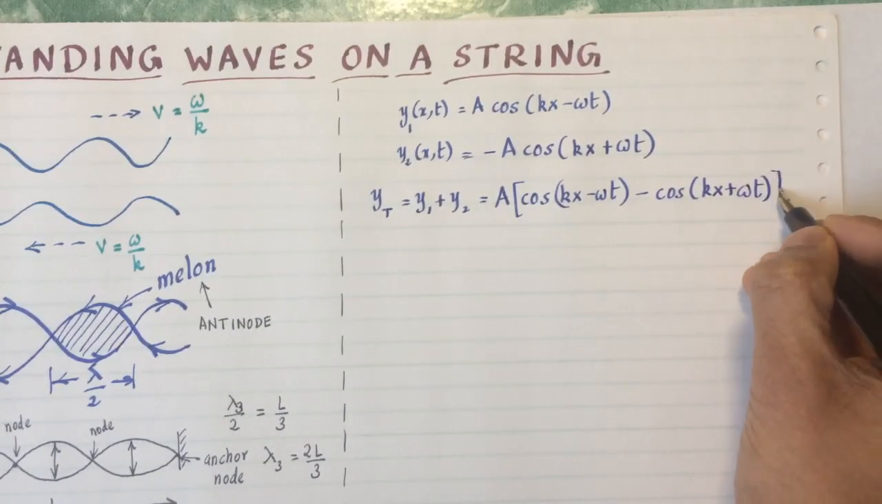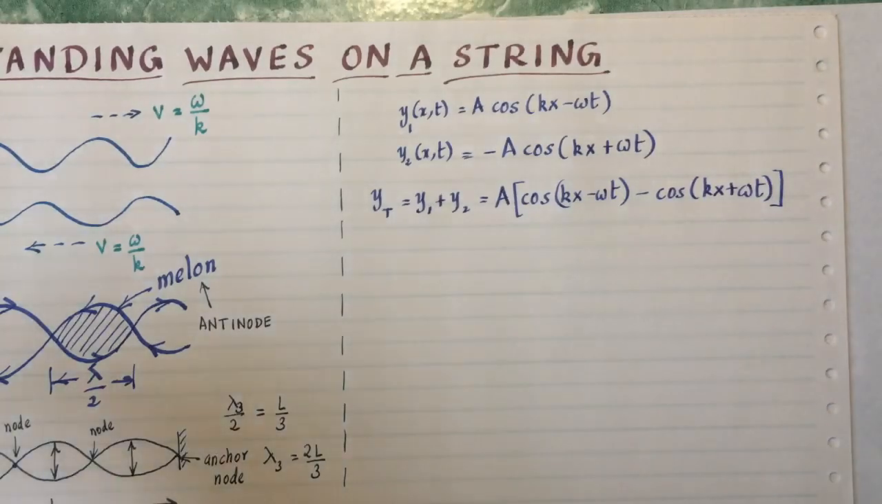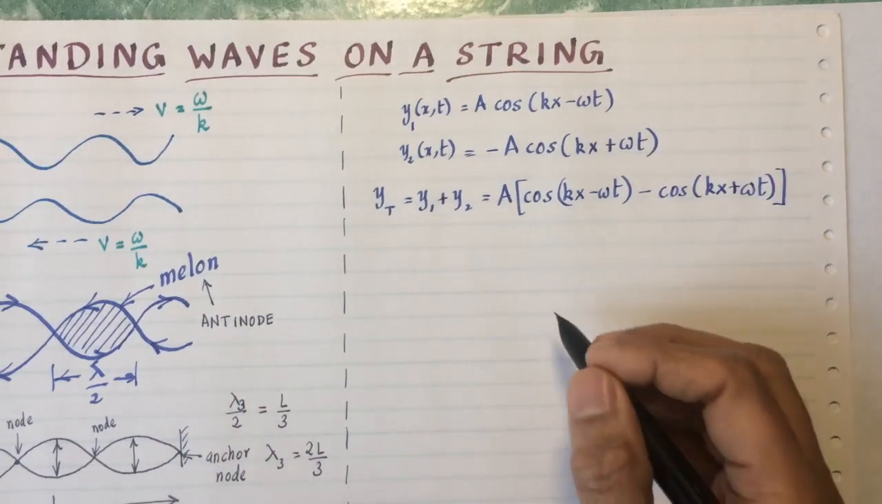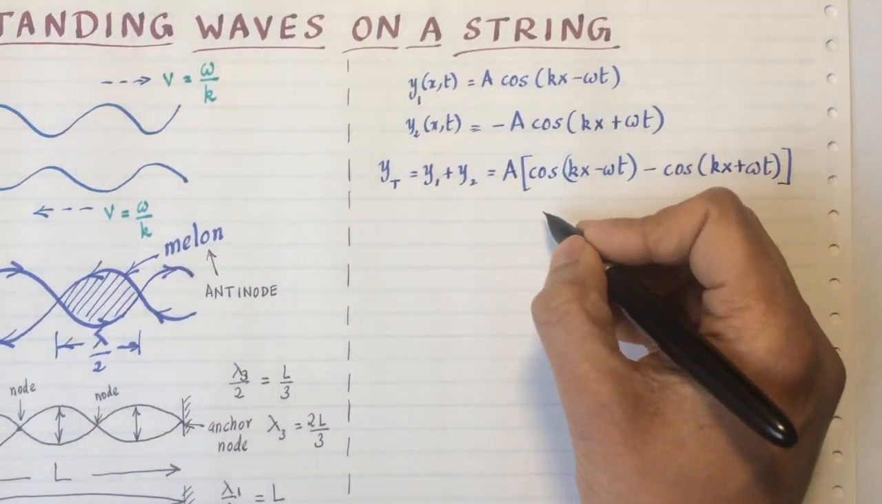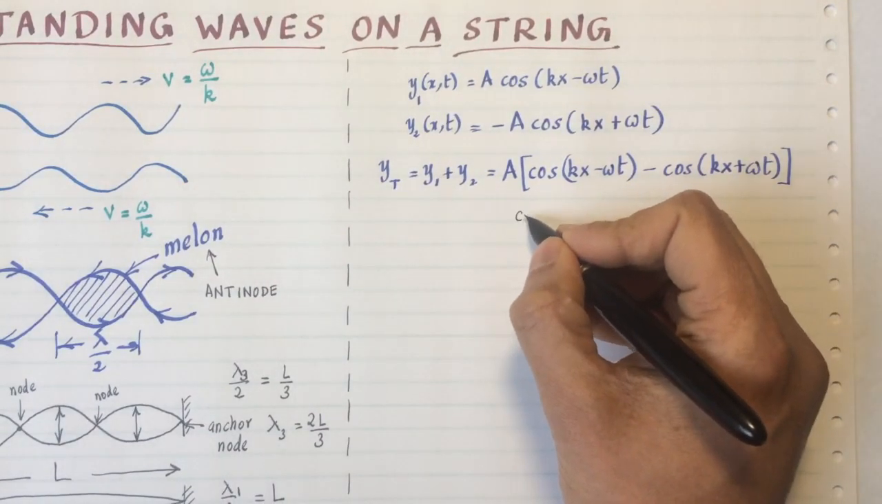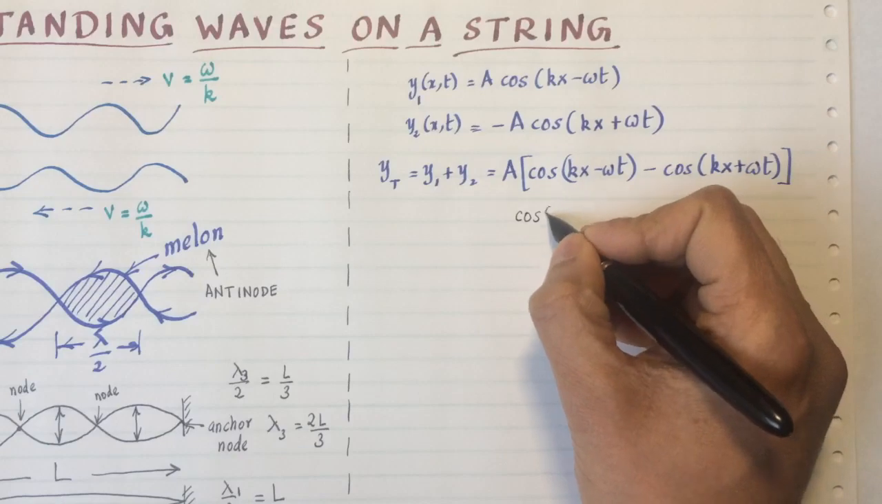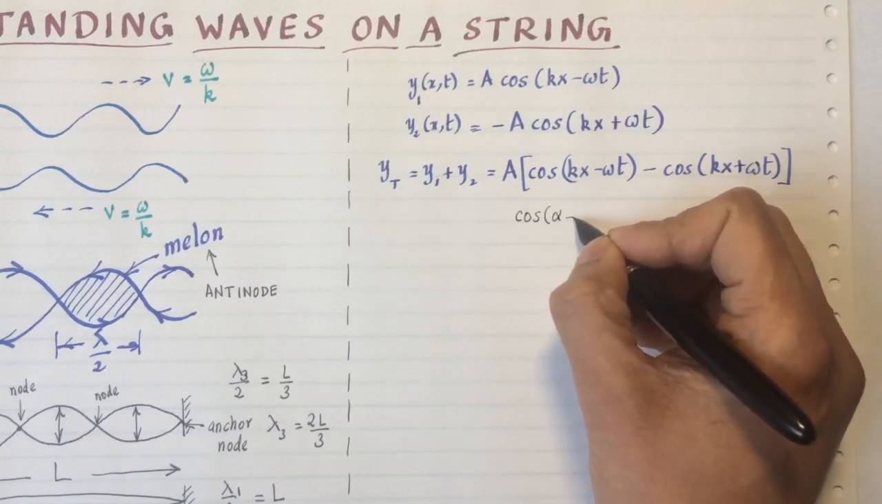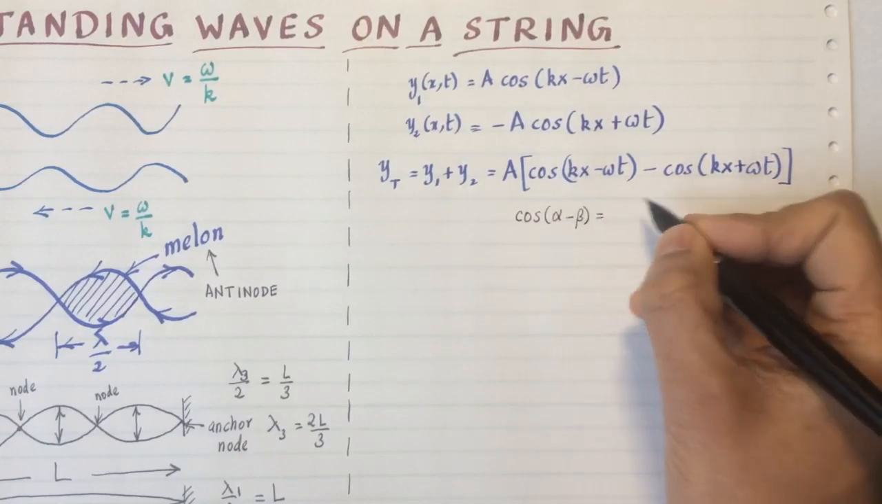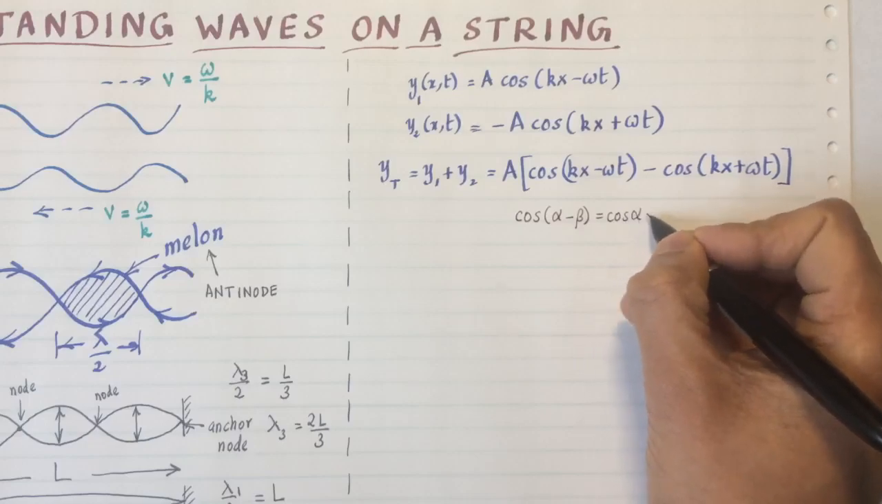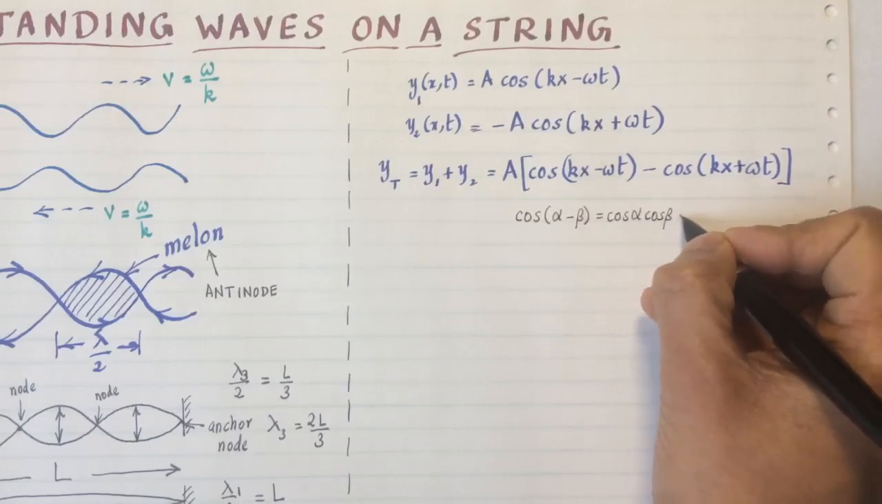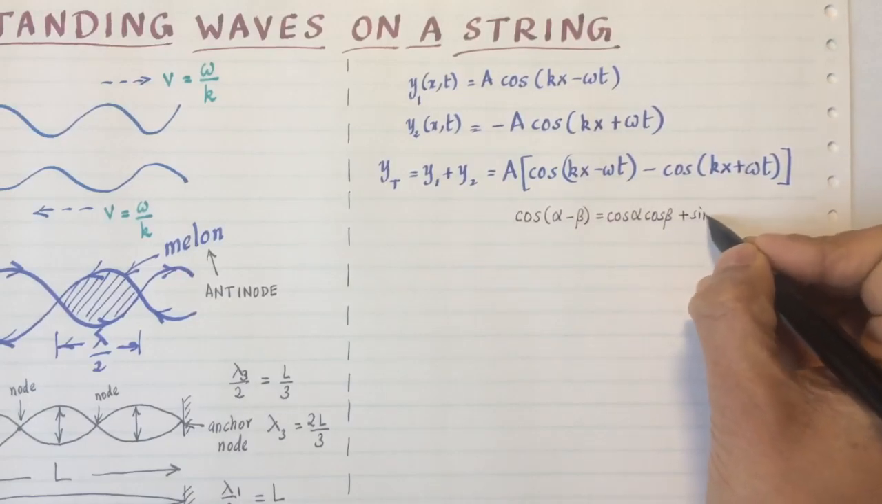How do you deal with this? Actually, if you remember something about trigonometry from your pre-calculus classes, you will probably know what to do next. They are the addition formulas for cosine. So I'll write them here. Cosine of alpha minus beta is cosine alpha cosine beta plus sine alpha sine beta.